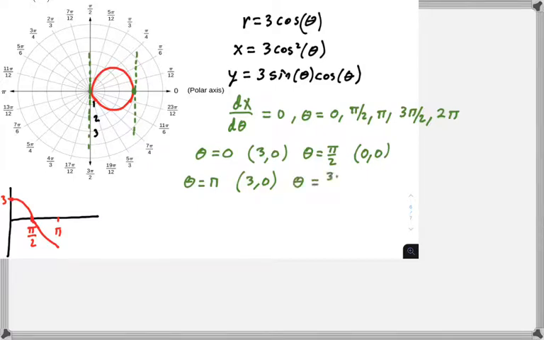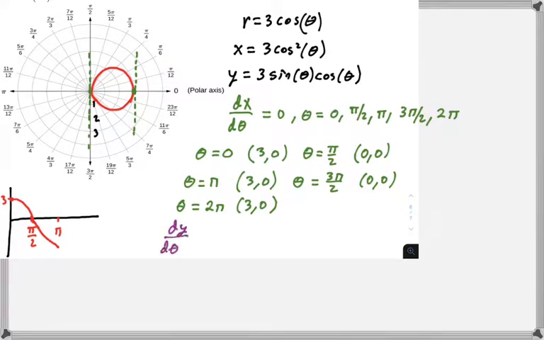All right, now theta is equal to 3 pi over 2. Both x and y have a factor of cosine. Cosine of 3 pi over 2 is 0, so those both go away. It becomes (0, 0). And one more, theta is equal to 2 pi. It's just going to be a repetition of 0, so we get (3, 0). So we have located the two places where we have vertical tangents: at the origin, or the pole, (0, 0), and then the point (3, 0).